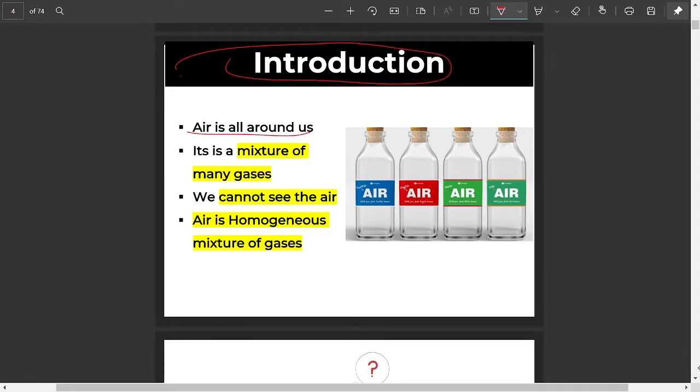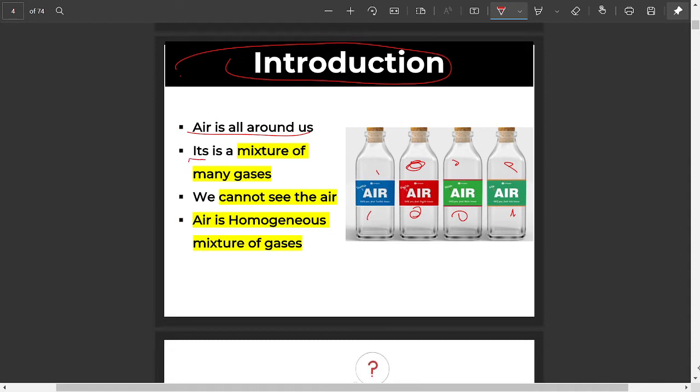Introduction. Air is all around us. You can't see even the air, like in this bottle and over here, everywhere is the air. Like when you're sitting in a room, you can't see anything. The air is invisible. You are surrounded by air everywhere. You can't see it because it's invisible.